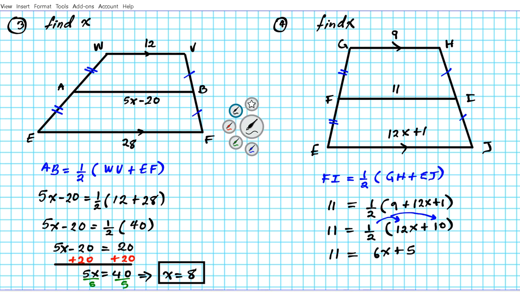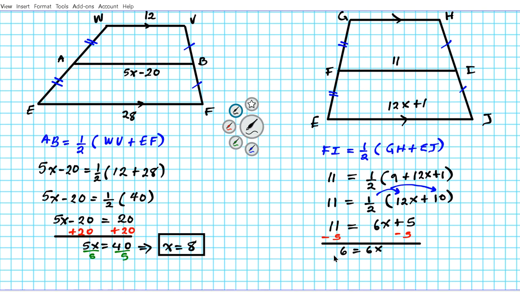Okay. All right. So to finish this off, we're simply going to subtract 5 from both sides of the equation and divide by 6. So if we subtract 5 from both sides, we have 11 minus 5 is 6 is equal to 6x. And then final step, just divide both sides by 6. Divide by 6, divide by 6. And that gives you the final answer. x is equal to unity. x is equal to 1.